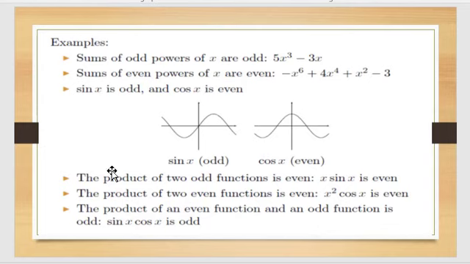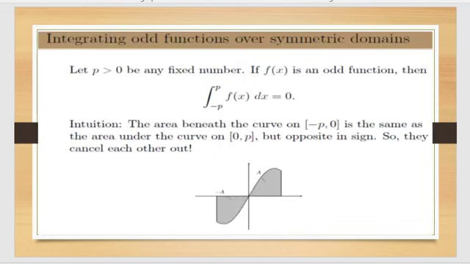So now let's discuss the integration of even and odd functions. How will we define some general rules about the integration of an even function and the integration of an odd function? Here we have an odd function over a symmetric interval. We assume p, an integral which is integrated from minus p to plus p, and the function is f of x dx, which is equal to 0. When will it be equal to 0?